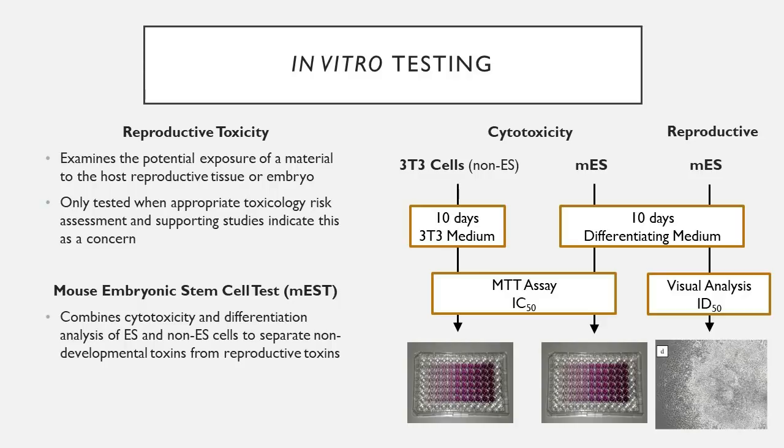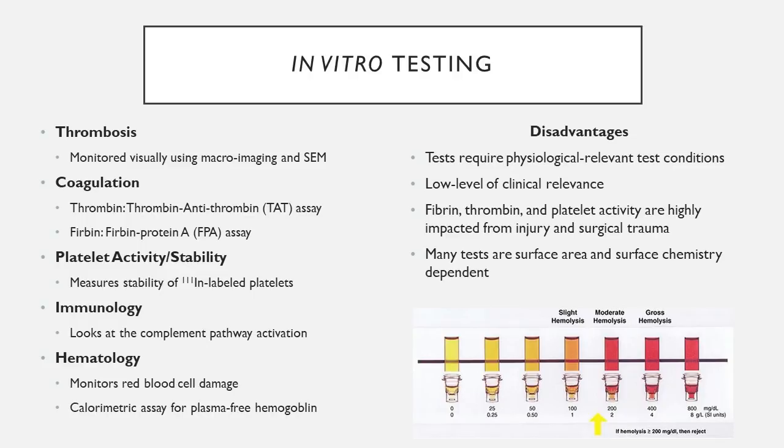We can also measure the activity of platelets and how they aggregate together by labeling them with a radioisotope like indium-111 and seeing where they aggregate and concentrate together. We can use assays that measure the activation of the complement pathways to determine their immunogenicity. We can also do a few different hematology tests.